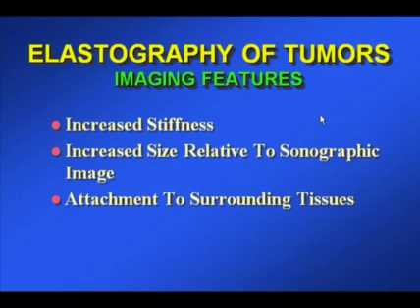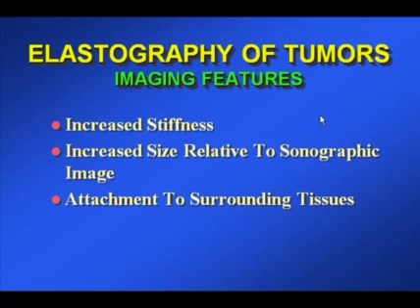What are some of the imaging features of tumors? All tumors appear to have increased stiffness relative to their benign surrounding tissue or benign tumors in the same organ. This increased stiffness could be related to increased interstitial pressure caused by leaky capillaries, or it could be due to traction on the surrounding connective tissues by the tumor cells themselves. But for whatever reason, tumors tend to be stiffer than surrounding normal tissues or benign tumors.